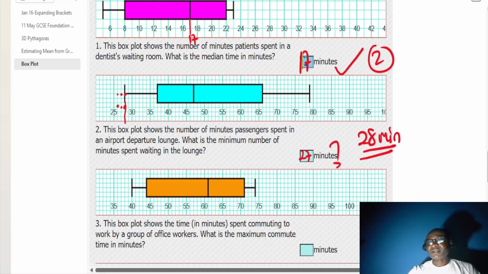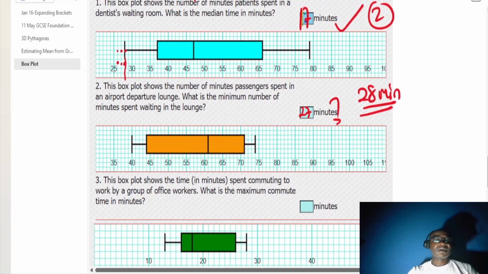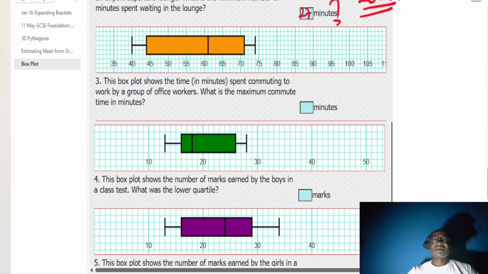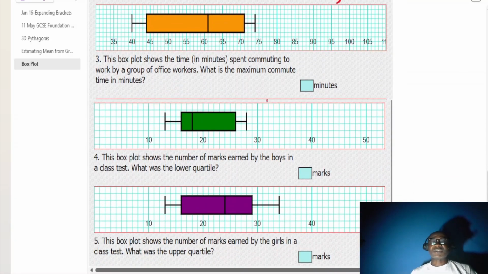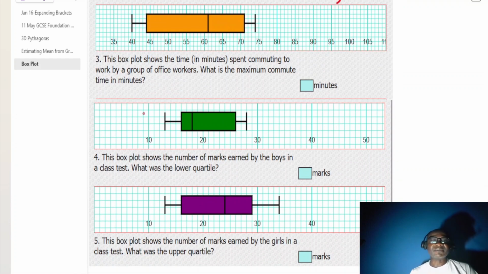All right. So this one, number 3. What is your answer? The question says, what is the maximum commute time in minutes? 74 minutes. So the maximum is exactly here, which is 1 line before 75. So your answer is correct. Very accurate. That is the maximum commute time. Let's go to number 4.